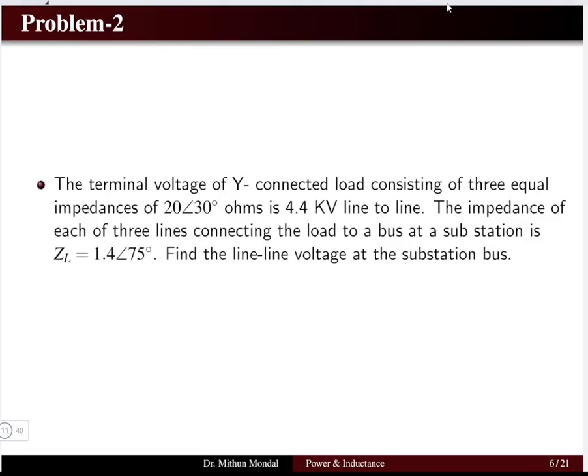We'll go by problem 2. The terminal voltage of a star connected load. Now see, here we are dealing with the load. Star connected means that we have the load connected in the form of a star. So this is phase 1, this is phase 2, this is phase 3. Three phases are there for the star connected load.